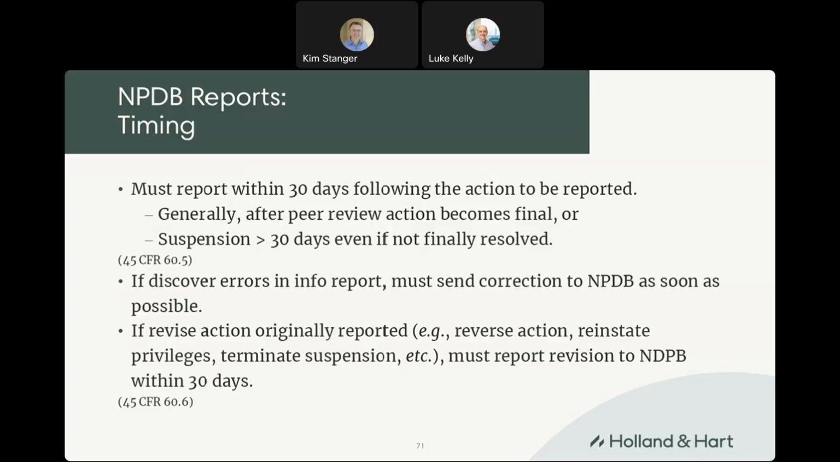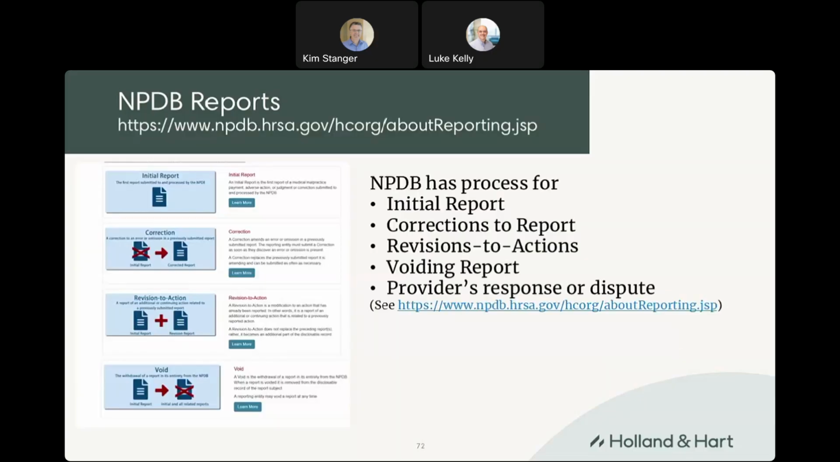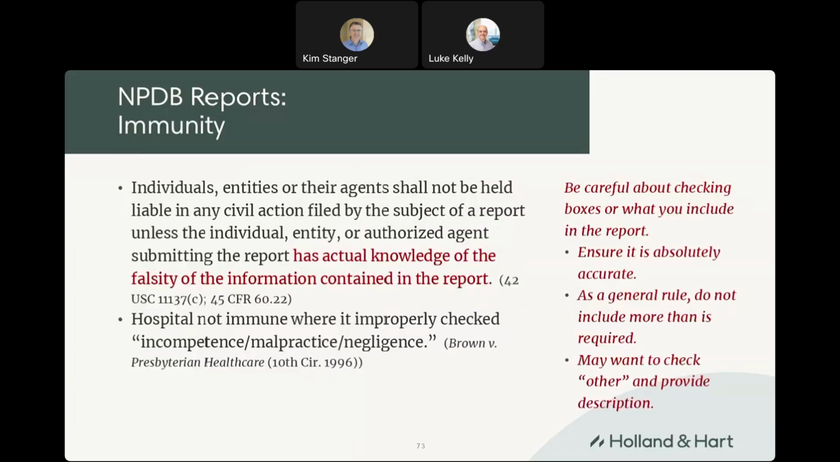As far as the timing, you've got to report within 30 days following the action to be reported. Generally, that means after the peer review activity becomes final, after you've gone through the appeal process. But in the case of a suspension, once you hit that 30-day mark, then you need to go ahead and do the report. If you discover errors in the report, then you've got to send the correction to the NPDB as soon as possible. If you revise an action originally reported, then you've got to do the revision within 30 days. For the initial report, the corrections, the revisions, or if you need to void a report, you go to the website and it'll tell you how to do that.